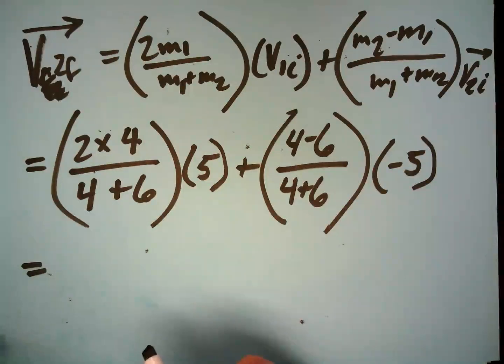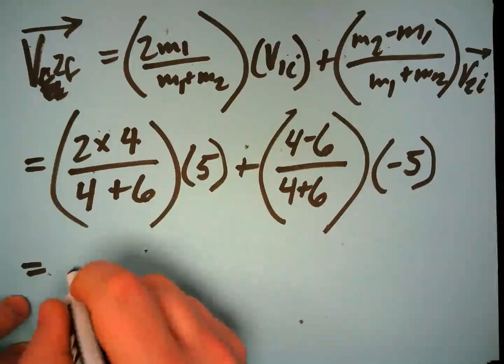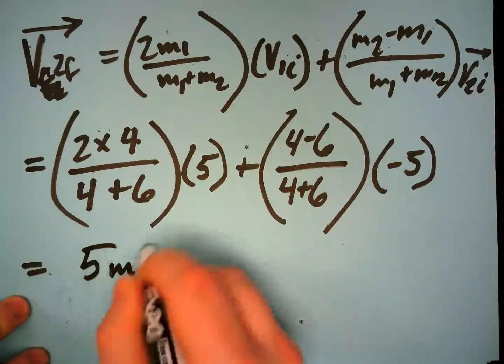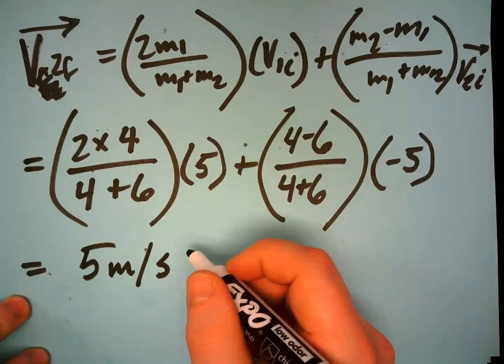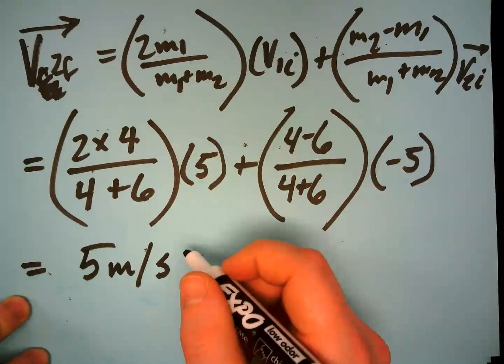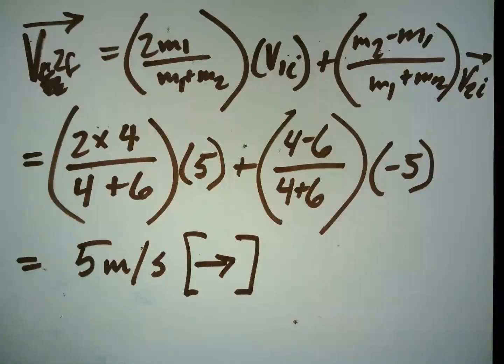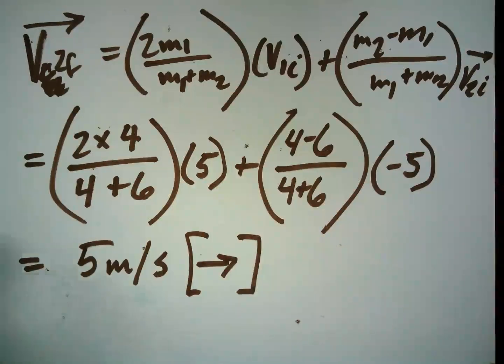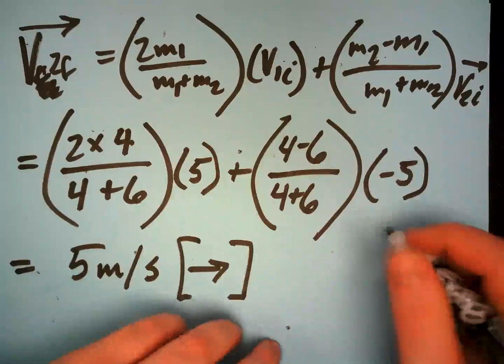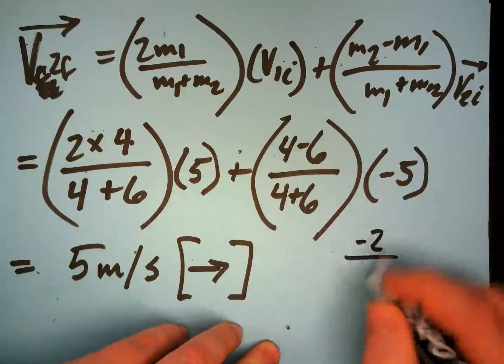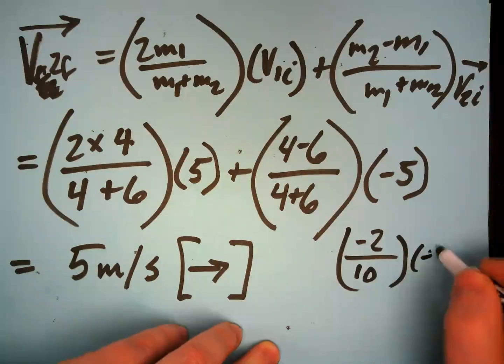Huh. Also very unexpected. Here's what I got. 5 meters per second. It's a positive. Oh, yeah. Interesting. Again, it's been a while since I've done this problem, so without looking at my key, this is unexpected. This is what I get, 5 meters per second. Let me double check. So 2 times 4 is 8, so that's 8 over 10 times 5, which is 4. Then this over here is negative 2 over 10 times negative 5.